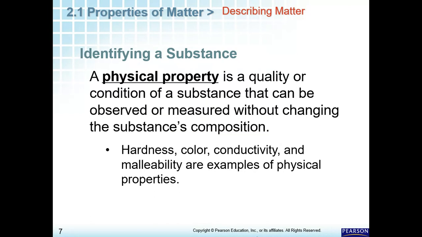A physical property, on the other hand, is the quality or condition of a substance that can be observed or measured without, keyword without, changing the composition, which means that we can look at this and what the object is made up of does not change. For example, we can scratch a surface to tell its hardness and it's still going to be the same object. We can observe its color, we can see if it conducts electricity, and we can see if it's malleable, or the ability to bend, and it's still that same object.